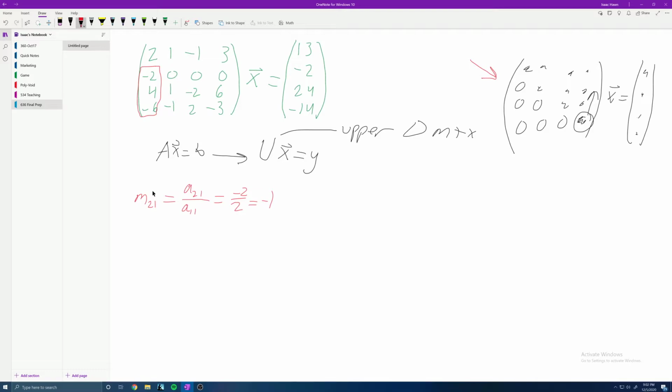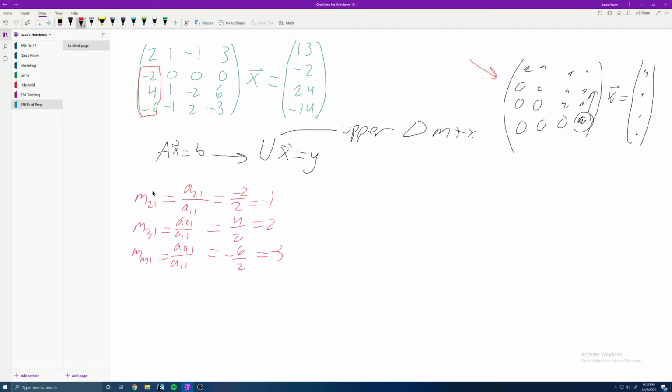So that's that multiple. Similarly, for the 4 down there, multiple m31, rather, is A31 over A11. And that's 4 over 2 equals 2. And m41 similarly is going to be A41 over A11 equals -6 over 2, which is -3.